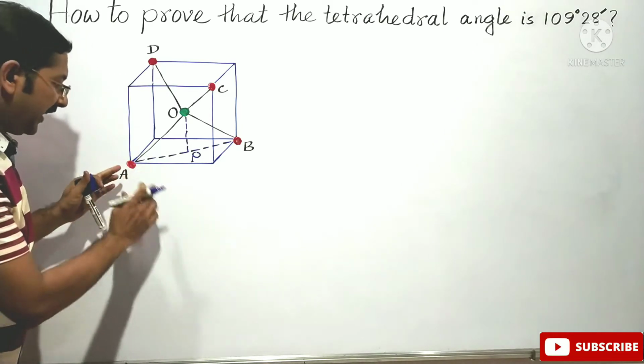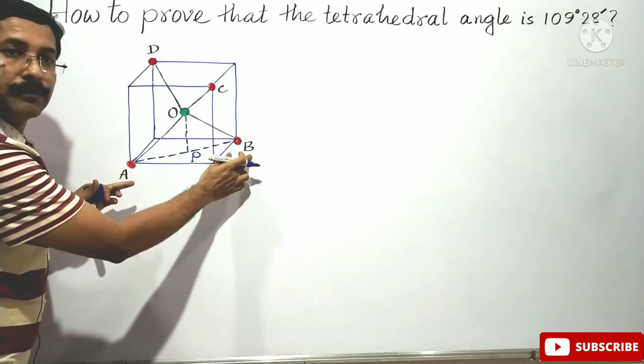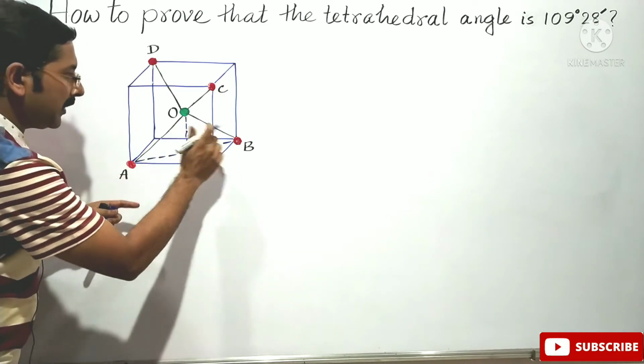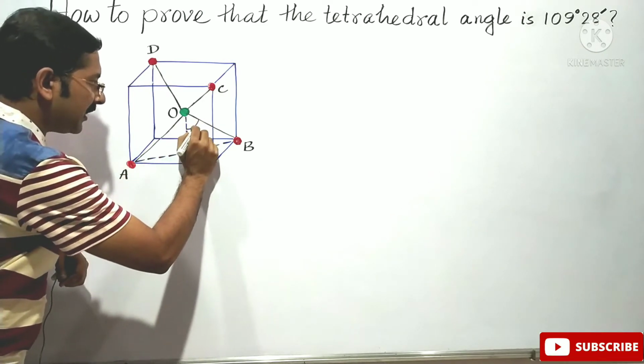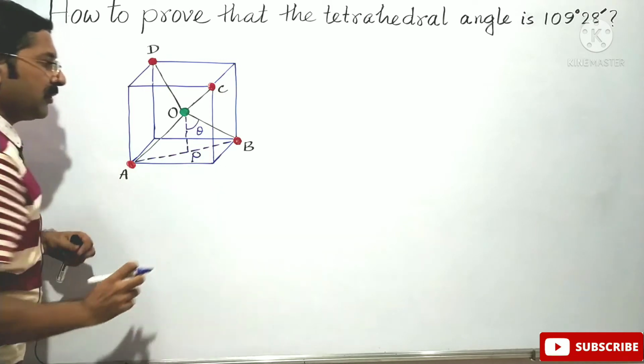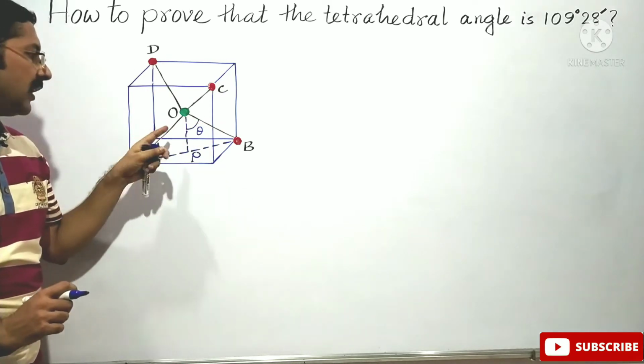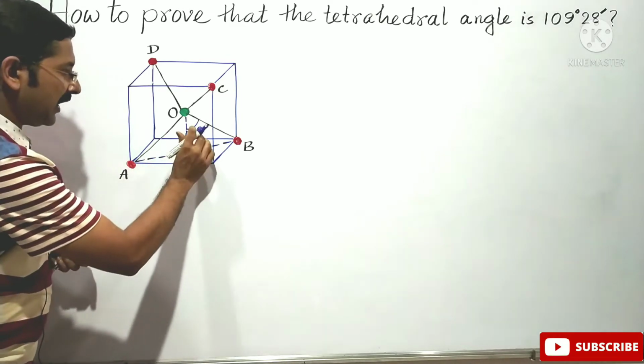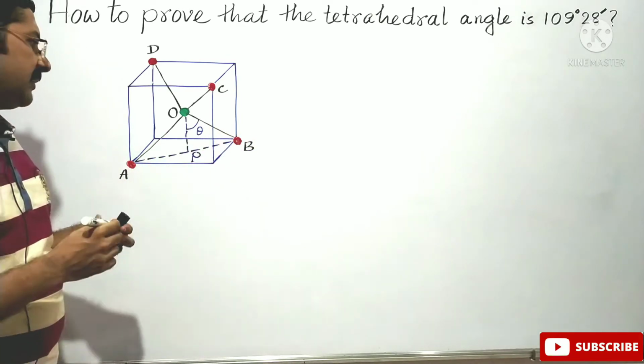So the tetrahedral angle is AOB, and we can designate this angle, POB, as theta. So 2 theta is the tetrahedral angle over there. Now we can calculate this angle from a simple geometrical idea.